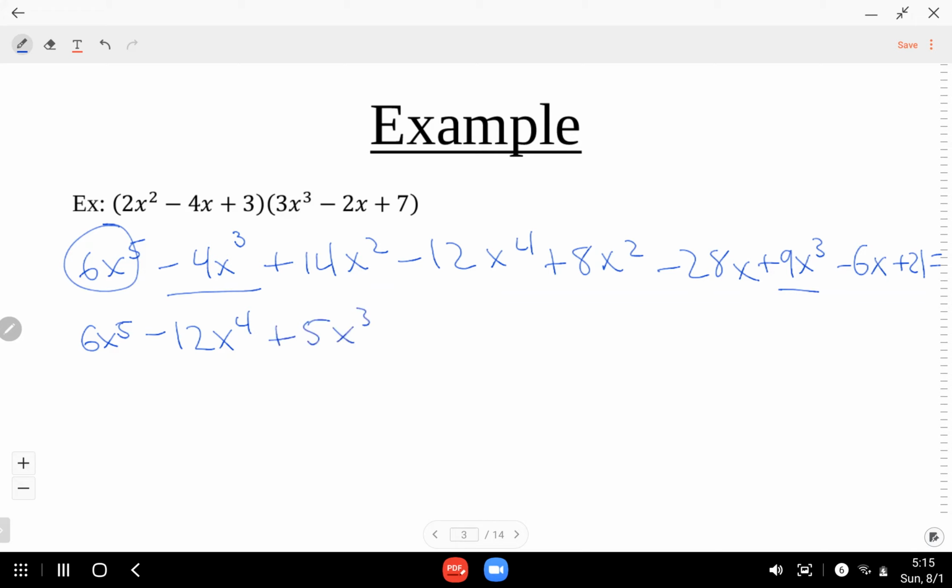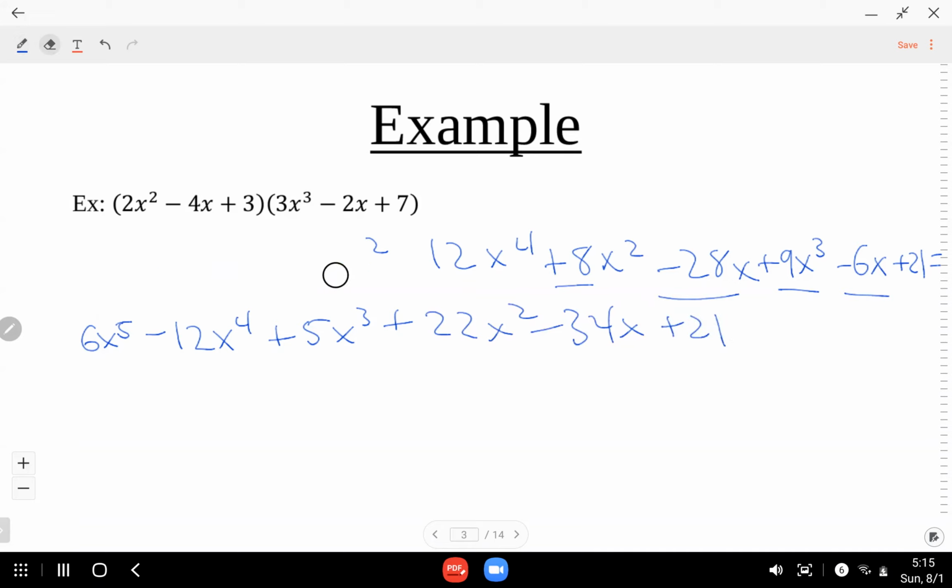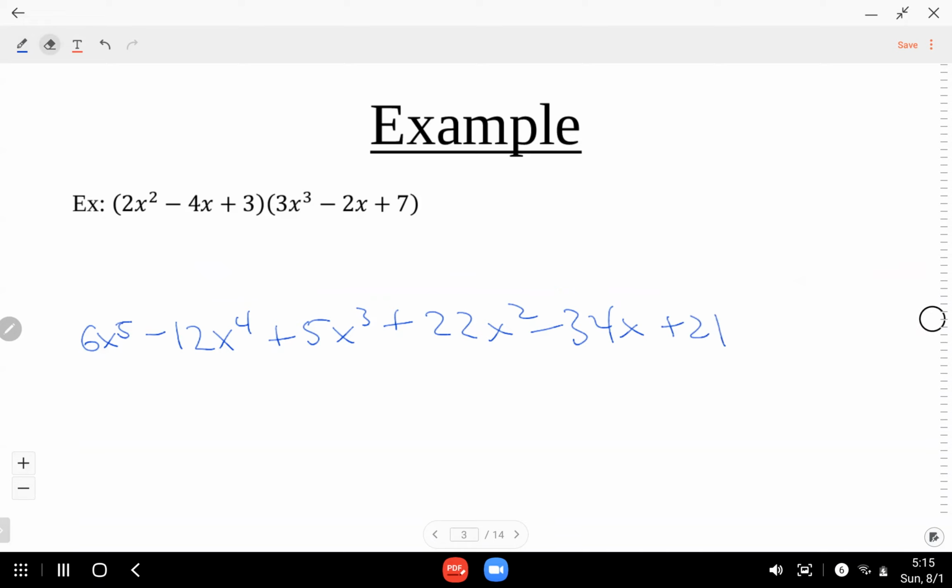And then 9 minus 4, right? It's 5. And then you're going to add x squared, right? 14 plus 8 is 22x squared. And then minus 34x. Okay, minus 34x, where the x terms are right here. Okay, minus 34 plus 21. So basically, that's your answer. Very long answer. So congratulations to people that got it correct, and good efforts to everyone that tried.